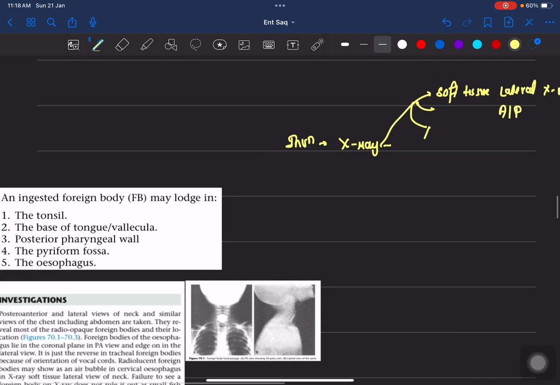X-ray of chest. Chest also can be seen. Now the importance of this soft tissue X-ray lateral and AP view is that because of this lateral and AP view, we can differentiate the place of lodgement of our foreign body, either it is placed in esophagus or in trachea.